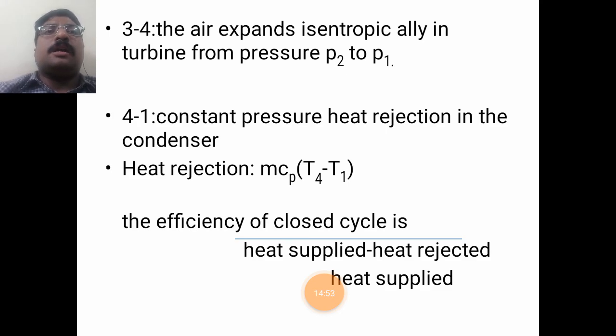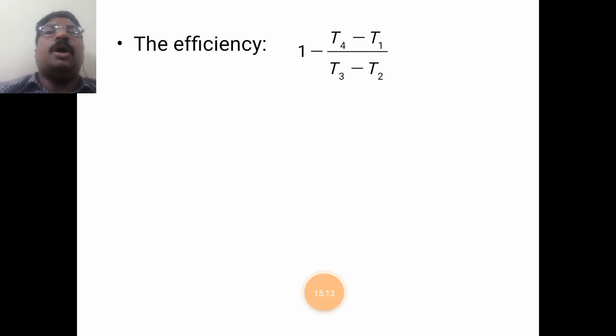And 4-1 is constant pressure heat rejection, where there is a loss of heat energy. Therefore, the amount of heat rejected is mCp(T4 - T1). Now the efficiency of the closed cycle is the amount of heat supplied minus heat rejected, divided by the amount of heat supplied. Therefore, we get the efficiency of the closed cycle as 1 - (T4 - T1)/(T3 - T2).